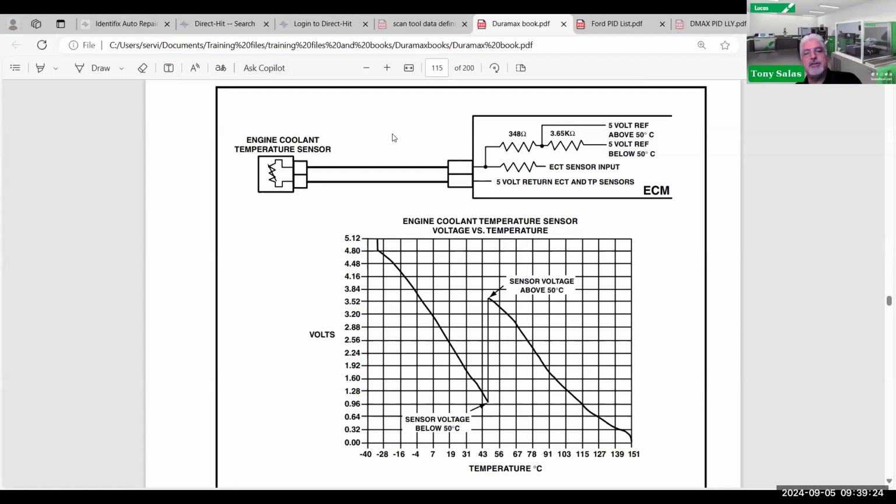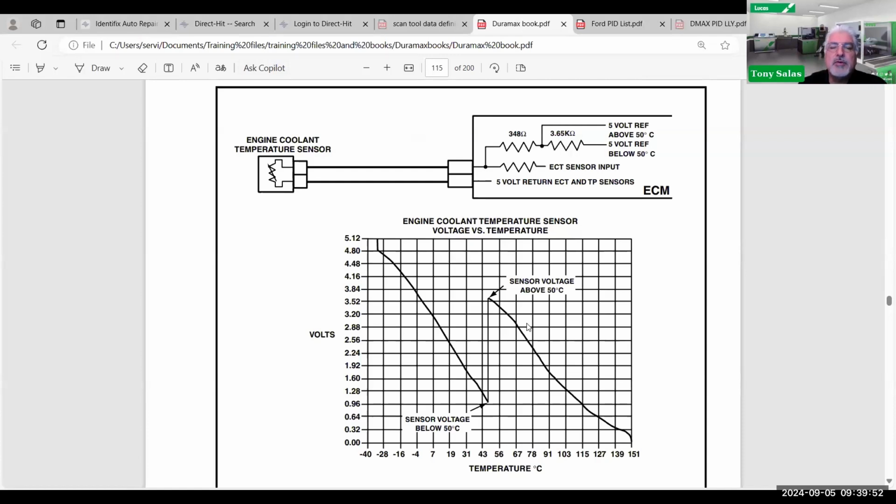For example, here's a good example of what knowledge you can get. The early type of LB7s, LMMs, LLYs, and a whole lot of LBZs used what I like to call a two-tier engine coolant temperature sensor. And on the upper right of the sensor, you notice that it is going to change reference voltage to bypass or add a resistor right here, which is a 3.65 kilo ohm resistor.